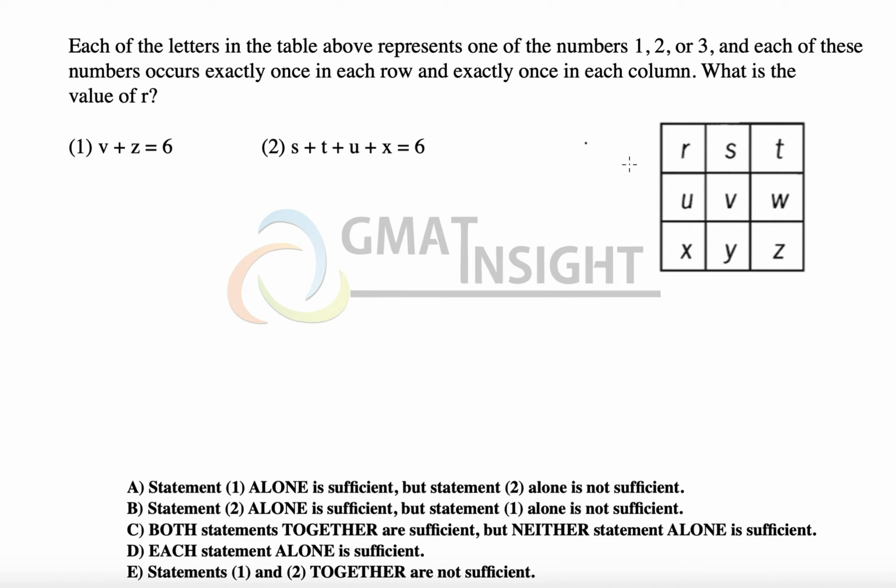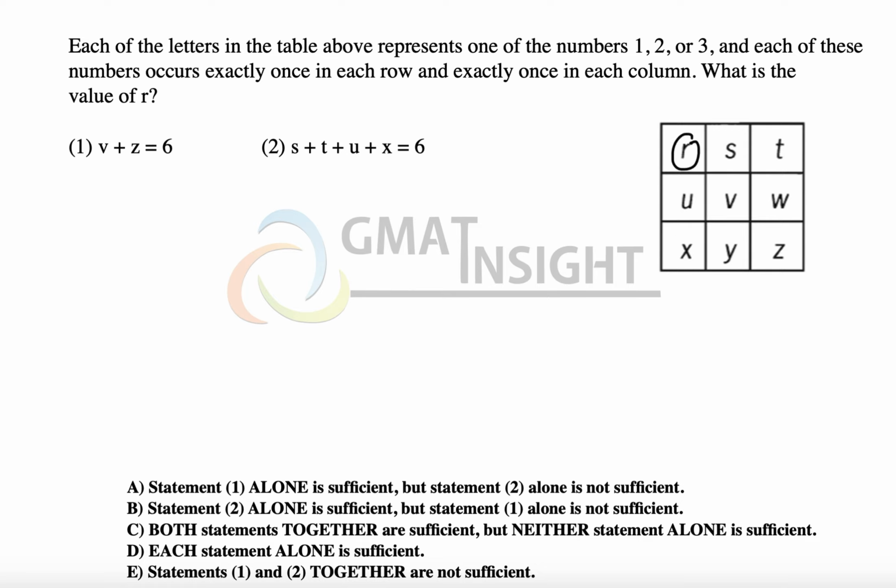Each of the letters in the table here represents one of the numbers 1, 2, 3, and each of these numbers occurs exactly once in each row and exactly once in each column. So it's exactly like a 3 by 3 Sudoku in which 1, 2, 3 have to come exactly once in each row and each column. What is the value of R? So we need to find the value of R.